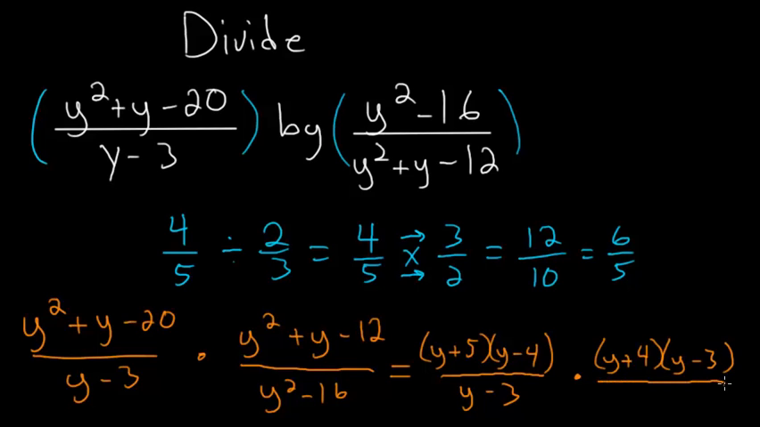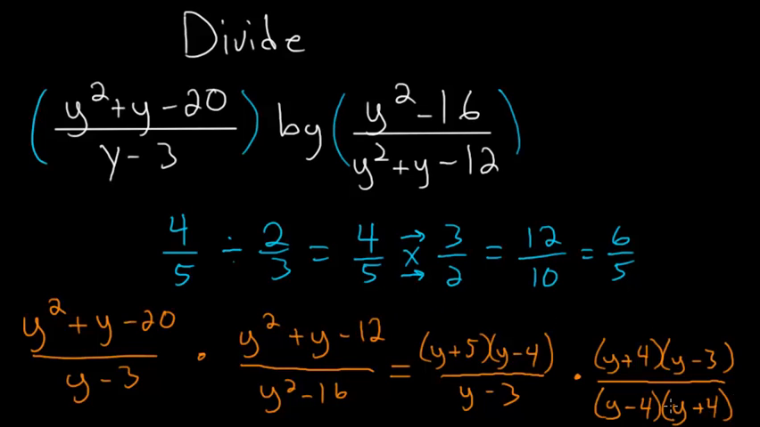And then this is divided by y squared minus 16. And notice that 16 is just 4 squared. So we really have a difference of two squares. And you can write that as the first term minus the second term before it's squared. So y minus 4 multiplied by the first term plus the second term before it's squared, y plus 4.